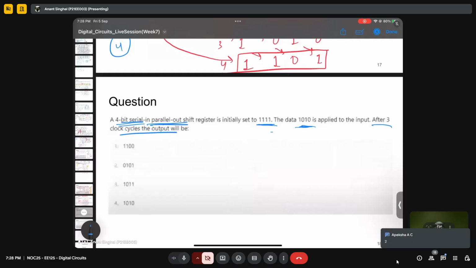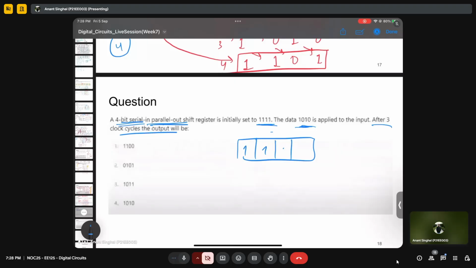Okay, so I've got some answers. So let's see. Initially, it is set as 1 1 1 1. We need to feed 1 0 1 0. So again, the same thing will happen. It will be 1 1 1. This 0 will come here. It will be 0 1 1.